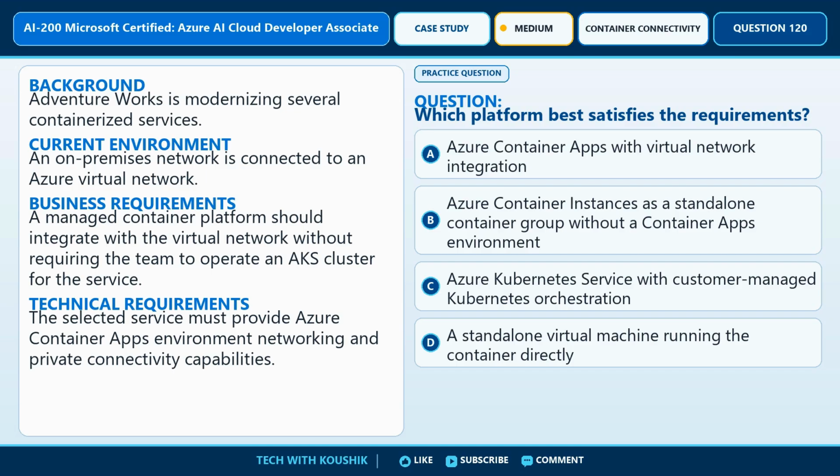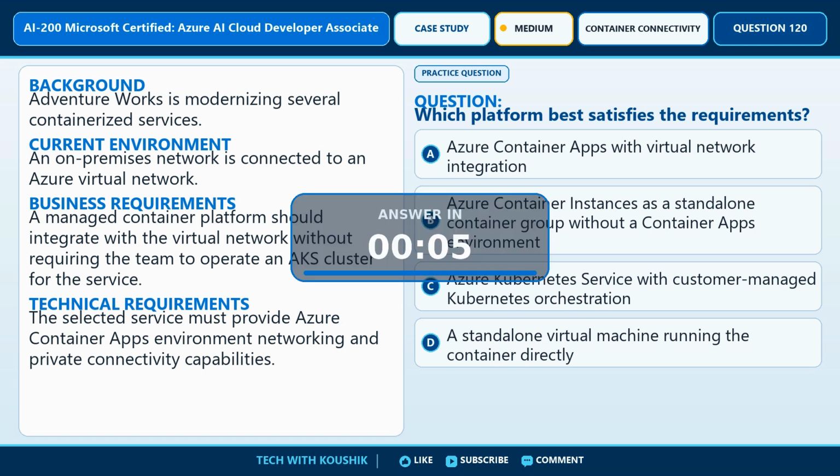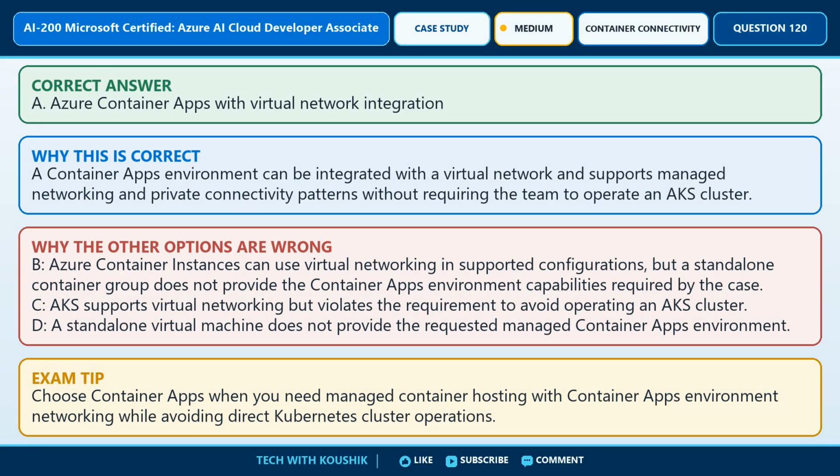Check each option against the exact requirement. Choice A. Azure Container Apps with virtual network integration. Choice B. Azure Container Instances as a standalone container group without a container apps environment. Choice C. Azure Kubernetes Service with customer-managed Kubernetes orchestration. Choice D. A standalone virtual machine running the container directly. After elimination, select Option A. Azure Container Apps with virtual network integration.